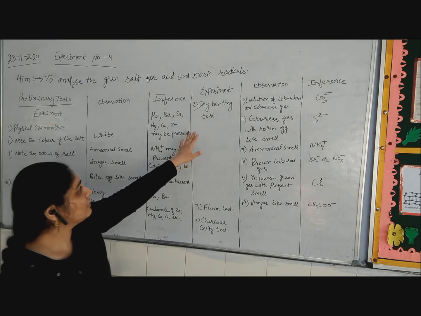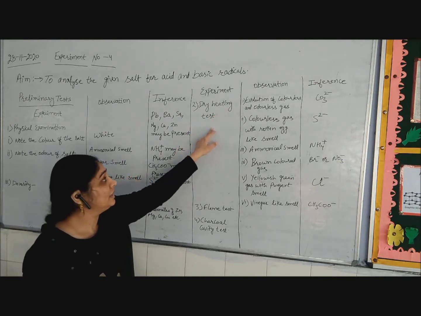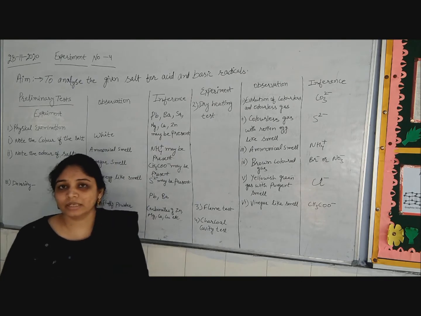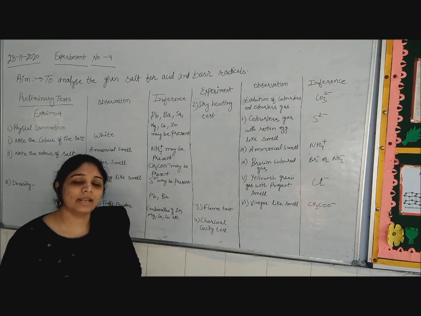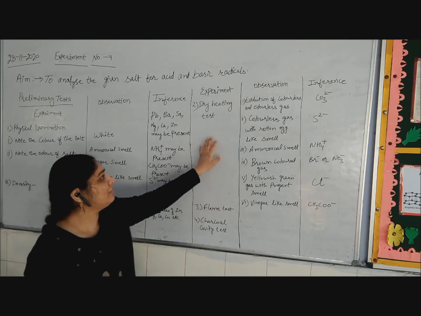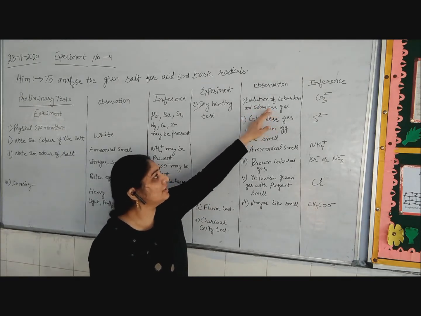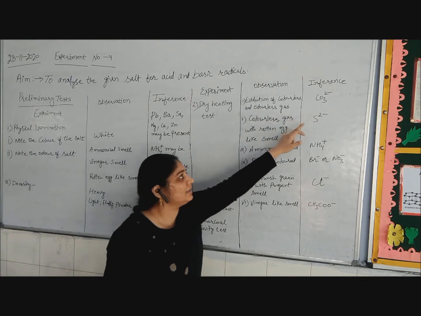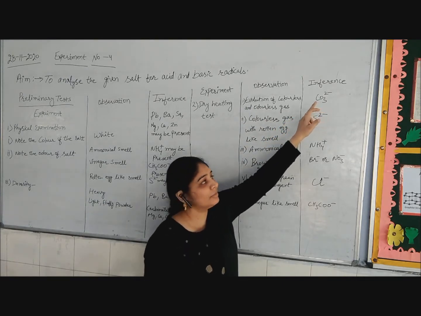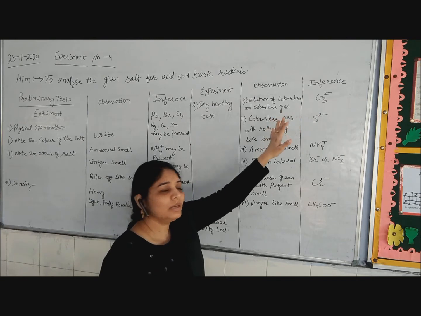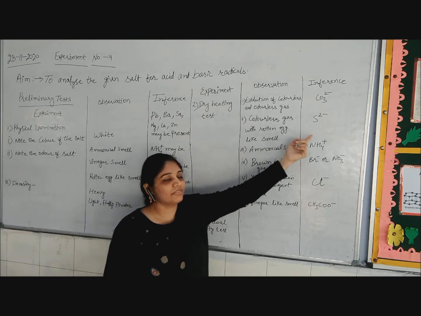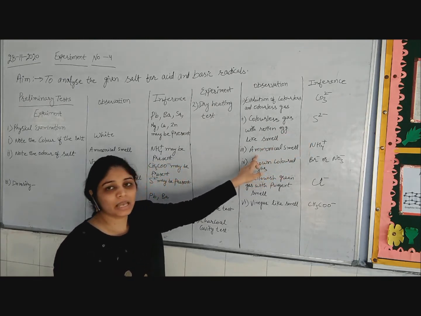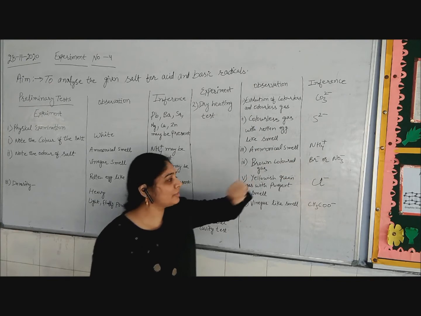The next test we have to perform is the dry heating test, in which we take an inorganic salt in a dry test tube and heat it on the flame. Then we observe the evolution of colorless, odorless gas. Then the inference is carbonate ion. It means carbonate ions may be present. Then colorless gas with a rotten egg-like smell, then sulfide ions may be present. If it is an ammoniacal smell, then ammonium ions may be present.